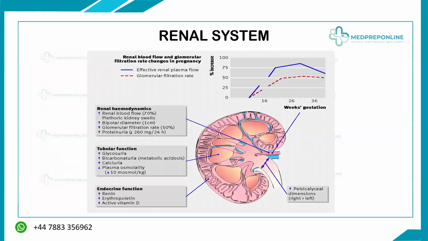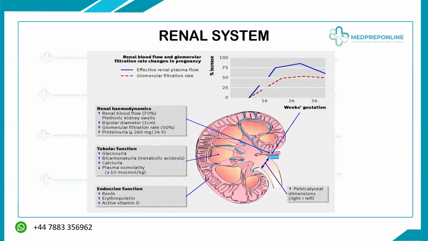So here we saw the renal blood flow increases. There is a plethoric swelling of the kidney, so almost 1 centimeter increase in size, and an increase in the filtration rate, which is almost 50% more than pre-pregnant levels. Glycosuria, increased bicarbonate excretion, which is metabolic acidosis, which is compensatory, like we discussed. And the net effect of this, because of the increased excretion of the sodium ions as well, is a drop in the plasma osmolality. So usually what we see is around 280 to 290, and this will be around 270 milliosmoles per kg. So your plasma osmolality is reduced during pregnancy.